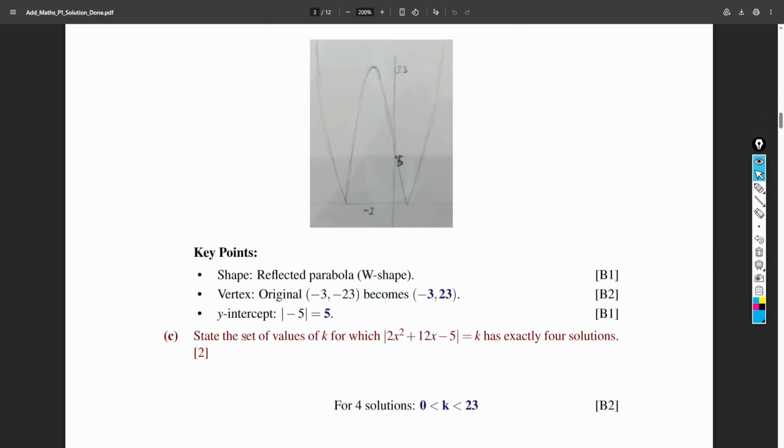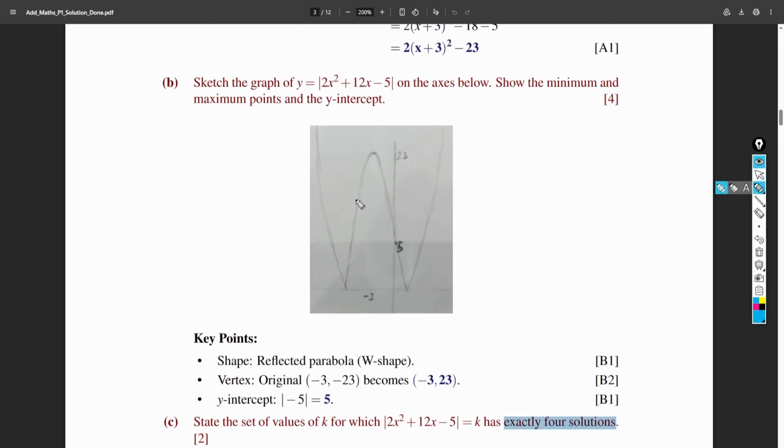Yeah, so that's it. So for the next part, we are asked to state the set of values of k for which this expression has exactly 4 solutions. So this expression equals k has exactly 4 solutions. So when does that happen? We can see over here that if we draw a line here, there are 4 solutions. 1, 2, 3, 4. There are only 2 solutions here, and there are no solutions below this. And exactly at this point, there are only 2 solutions. And this point here has exactly 3 solutions, right?